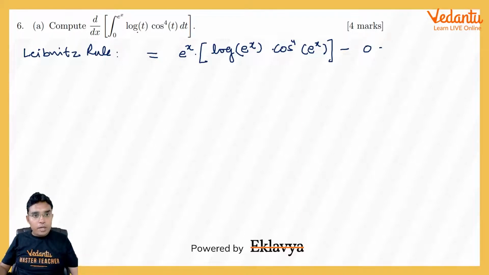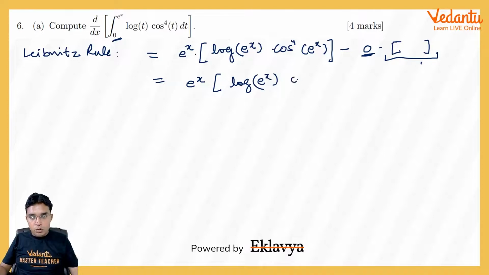Then you will be putting t equal to 0, but already because it is 0, there is no need to put anything here. Although you may think that log 0 is not defined, we take in such case as the limit, but this number is a pure constant. So this will be absolute 0. So whatever limit you get here, it is going to be 0 only. So this will be the answer of this question, e power x into log of e power x into cos raised to the power 4 e power x.